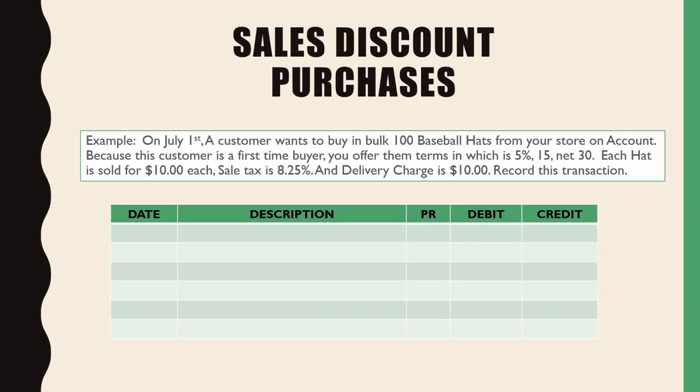They have 15 days upon purchase date to pay me back, and if they do, I will give them the discount. If not, the entire bill is due in full in 30 days. Okay? Now, again, it says right here that each hat was sold for $10 each. And of course, the sales tax is 8.25%. And you also added a delivery charge because maybe you didn't have all 100 hats on hand. So you offered to ship it out to them, okay, which is an additional $10 charge.